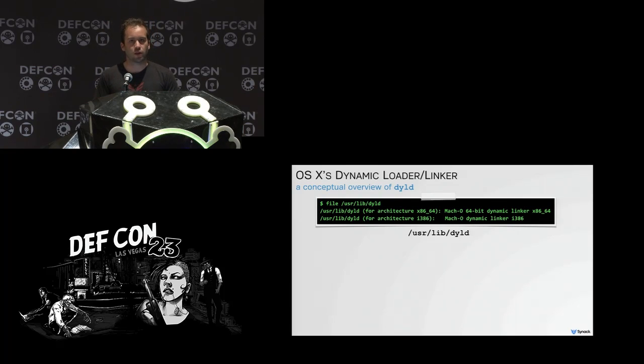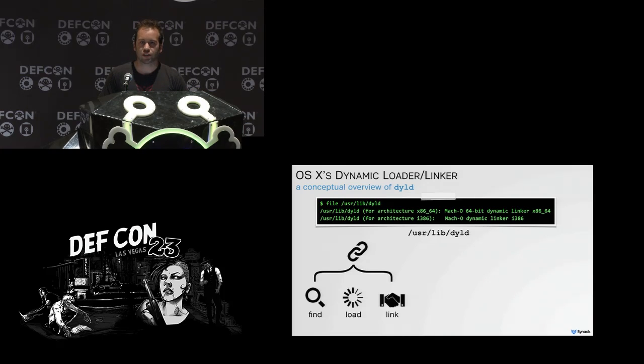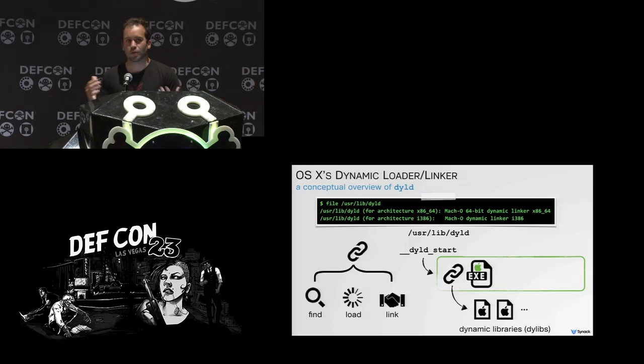So let's start by looking at OS X's dynamic loader and linker, which is called DYLD. Basically, when an application starts, the loader does a few things. And these are similar to what loaders on other operating systems do. They're going to parse the application they're loading, look for the dependencies, go and find those dependencies on disk, load them into memory, and then link so that the application can use this. Again, this is pretty standard loader linker stuff.